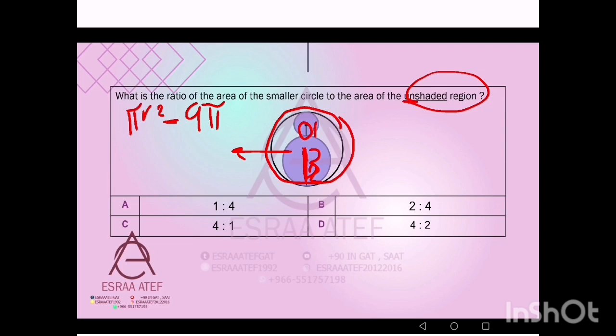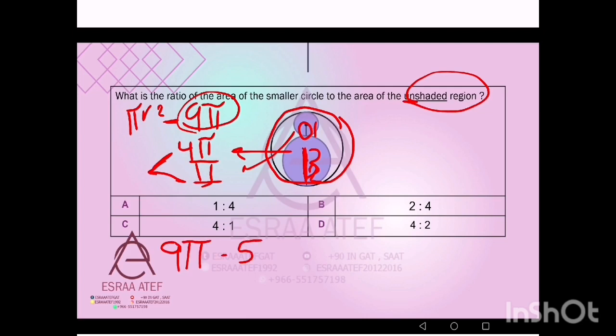The middle one will be 4 pi. The smaller one will be pi. So we add them to each other and then take it from 9 pi. So 4 pi and pi is 5 pi. So 9 pi minus 5 pi will be 4 pi. So the 4 pi is the area of the unshaded parts, this one and this one.